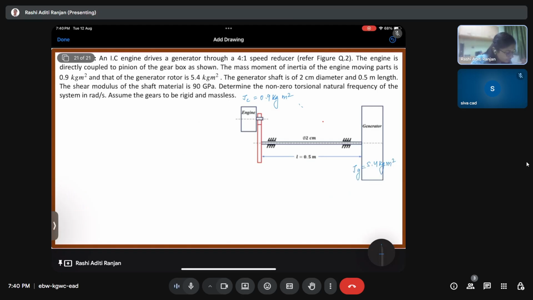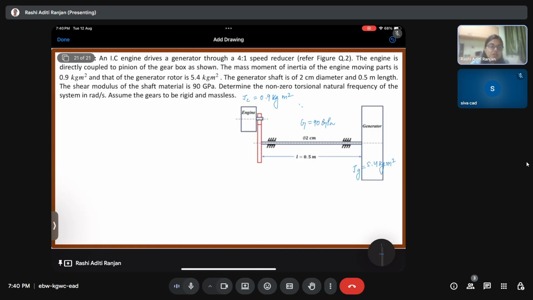The generator shaft is 2 centimeter diameter and 0.5 mm length. The shear modulus of the shaft material is 90 gigapascal. Determine the non-zero torsional natural frequency of the system in radians per second. Assume the gears to be rigid and massless. The first question is to determine the non-zero torsional natural frequency.